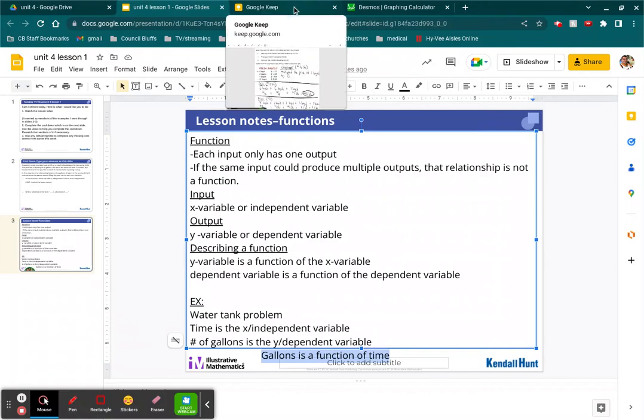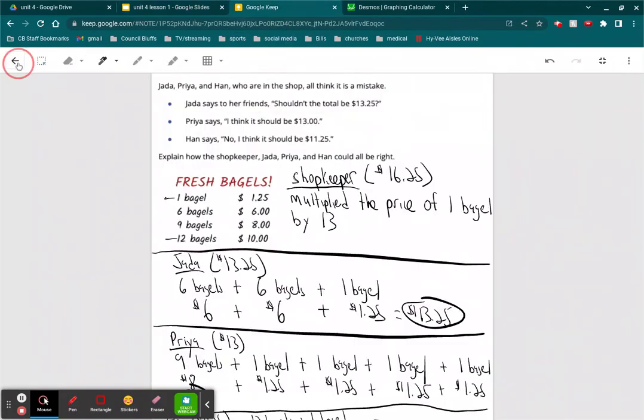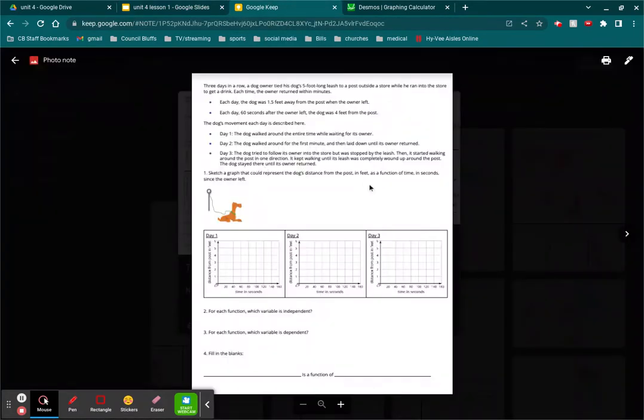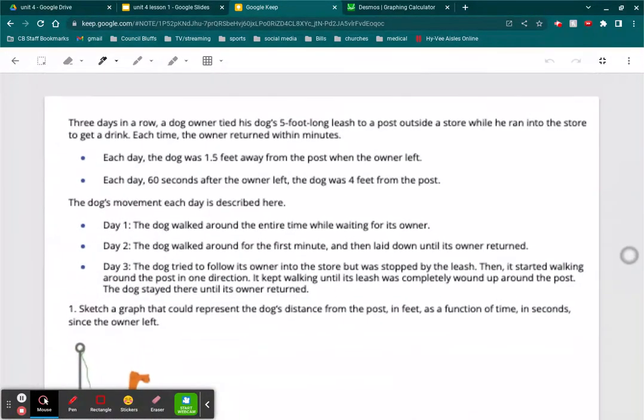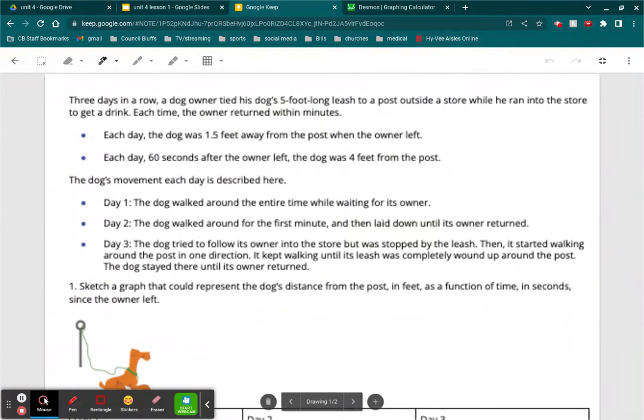So on your handout, you're going to go to the back of that handout now, which looks like this. And we're going to go through these examples together. If you need to, pause this video now and read through this problem here, so we know what's going on. I would say pause this video and take a few seconds or a minute and read through this problem.